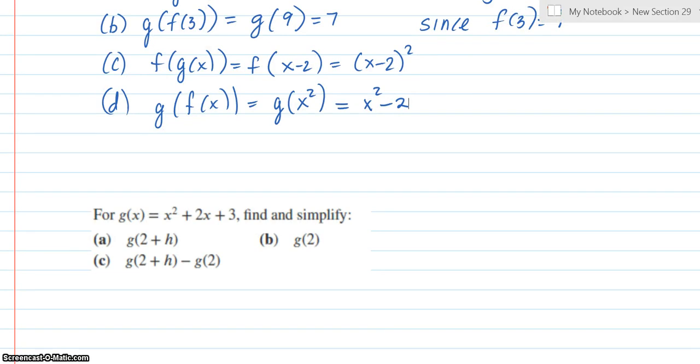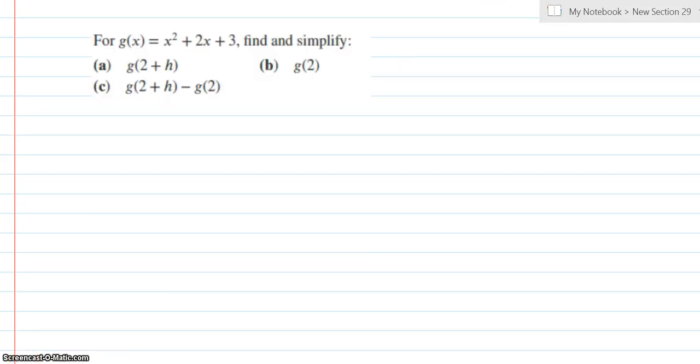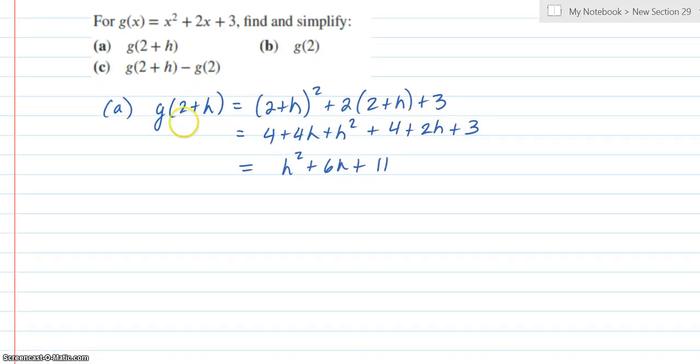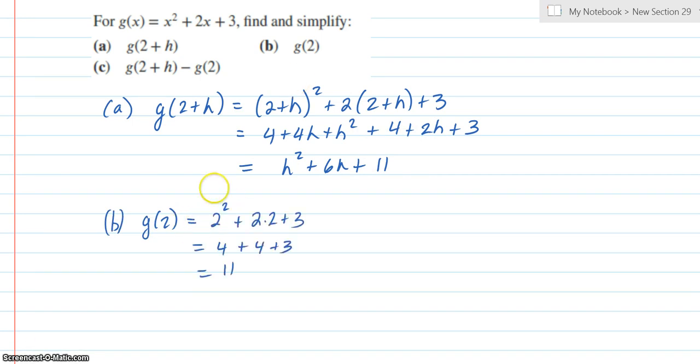So let's try this example. You can practice this on your own if you want, and then come back to see the answer. Here's the solution. Plugging in a 2 plus h into the original, you end up with the following: h squared plus 6h plus 11. g of 2, that's just plugging in a 2. So the answer should be 11.